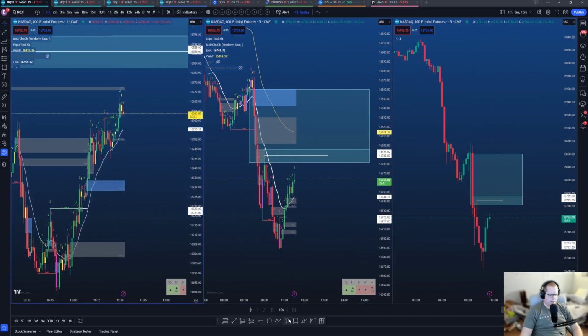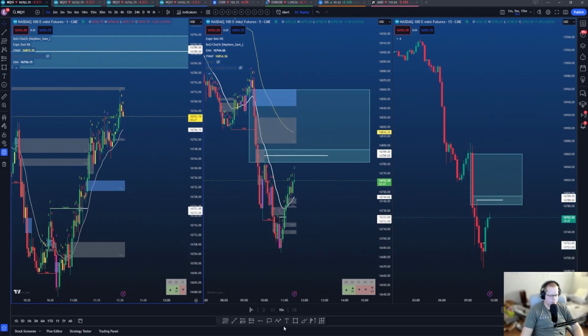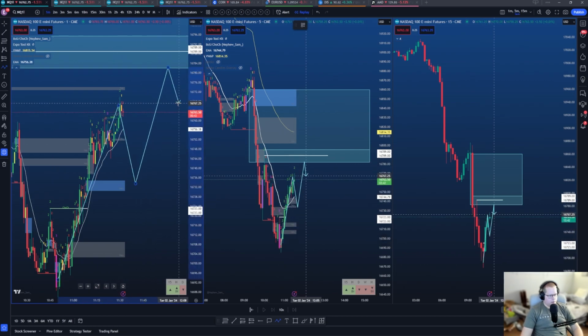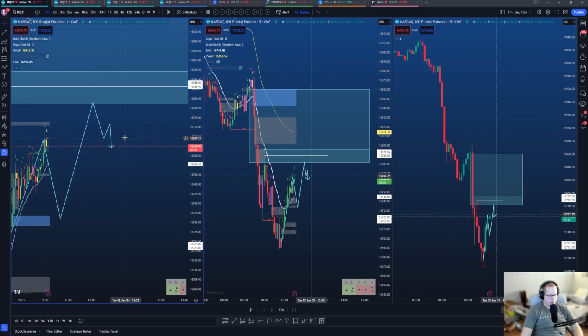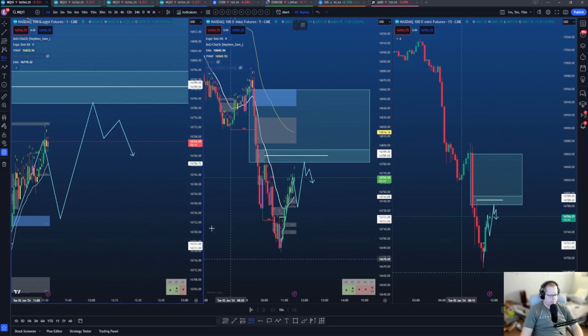And then ideally, the market's going to do something like this. The market's going to go up, come back down a little bit, up there, and I'm running out of space, but it's going to change character up here. And then I'm going to get a nice entry right here.